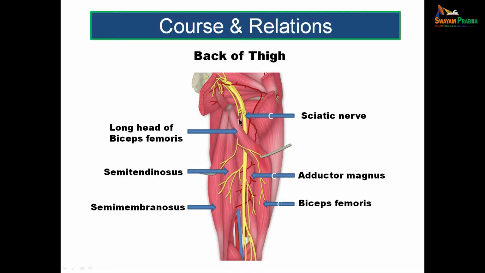When it descends down, sciatic nerve will lie superficial to a muscle which is in the deepest part of the compartment, and that is the adductor magnus. It descends down in the middle of the thigh to reach the popliteal fossa.